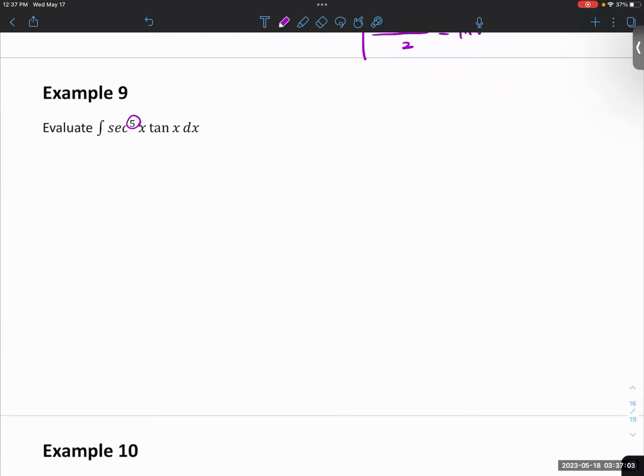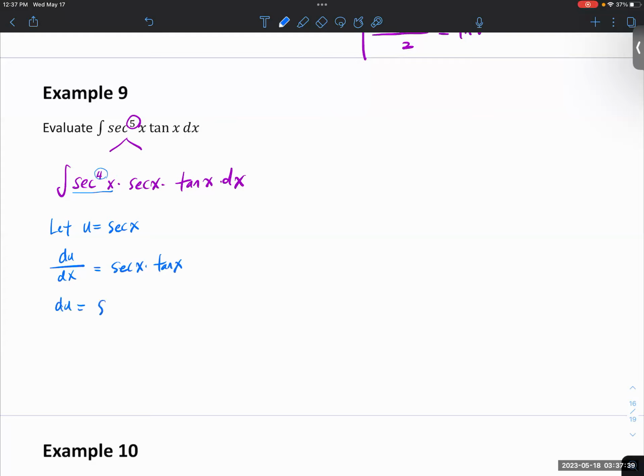Okay, this is the 5. I don't like the odd number because even number is always better, right? So let me break this into secant 4x times secant x and tangent x. So obviously you can see secant x has been subbed into the 4th power function, correct? So let u equal secant x again. So du over dx, we know if you take the derivative of the secant x, will be secant x tangent x. In other words, du will be secant x times tangent x dx.